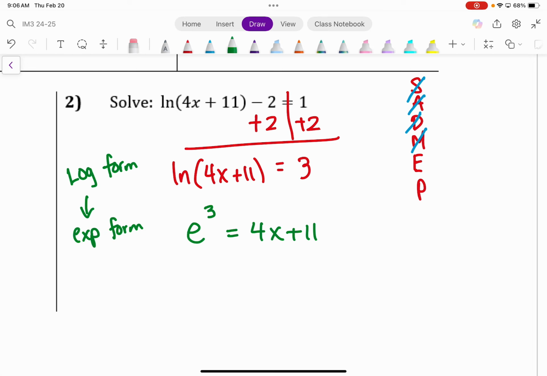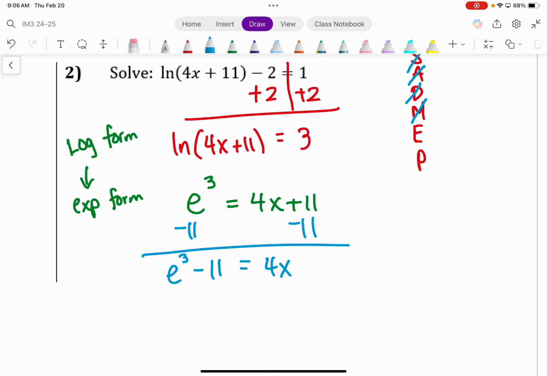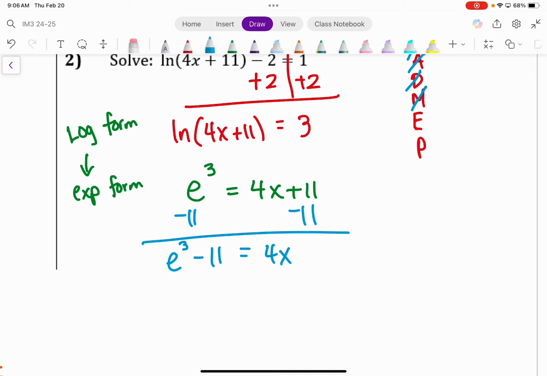All right. Have we finished solving for x? No, we haven't. We repeat SADMAP again. What should I do next? In 4x plus 11, I should subtract 11. We get e to the third minus 11 equals 4x. Finally, what's the last move? Divide both sides by 4.